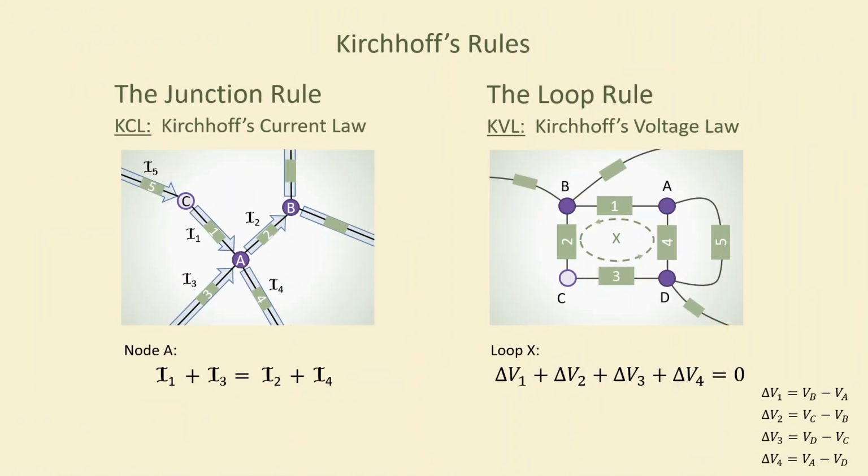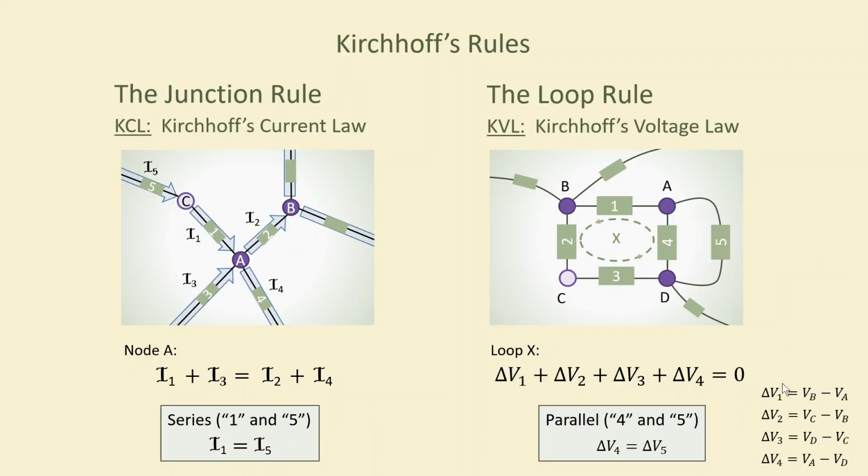Kirchhoff's rules. There's the junction rule, or KCL, Kirchhoff's current law, and the loop rule, or KVL, Kirchhoff's voltage law. The current law, or the junction rule, is simply that current entering a junction must leave. So, for example, at node A, you'll see I1 and I3 are currents entering junction A, and they go out as I2 and I4. For the loop rule, we have that the sum of voltage changes going around any closed loop equals 0.